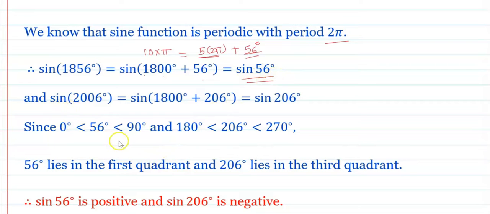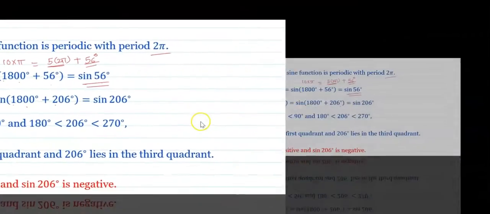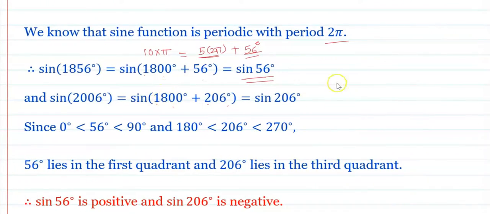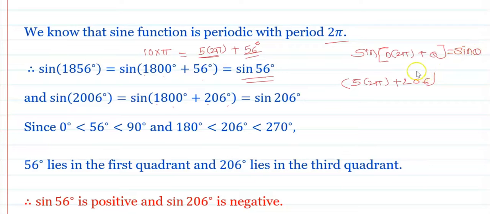Next, sine of 2006 can be written as sine of 1800 plus 206, and therefore again 1800 can be written as 5 in bracket 2 pi, okay, plus 206, okay. म्हणजेच काय की आपण असं इथे लिहू शकतो की साइन ऑफ इन ब्रॅकेट n into 2 pi plus theta, and this equals to sine theta because it is a periodic with the period 2 pi, okay. या प्रकारे जेव्हा असेल तेव्हा आपण काय लिहित असतो साइन ऑफ थीटा, and therefore here sine of 2006 is equals to sine of 1800 plus 206 is equals to sine of 206.